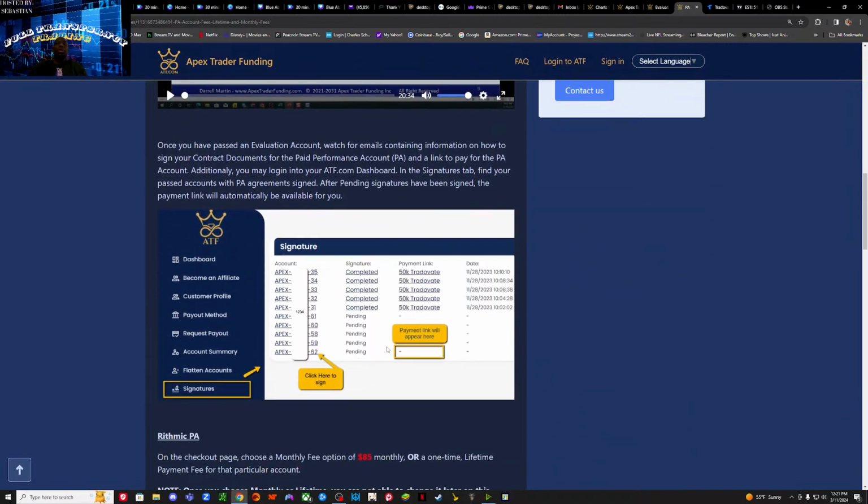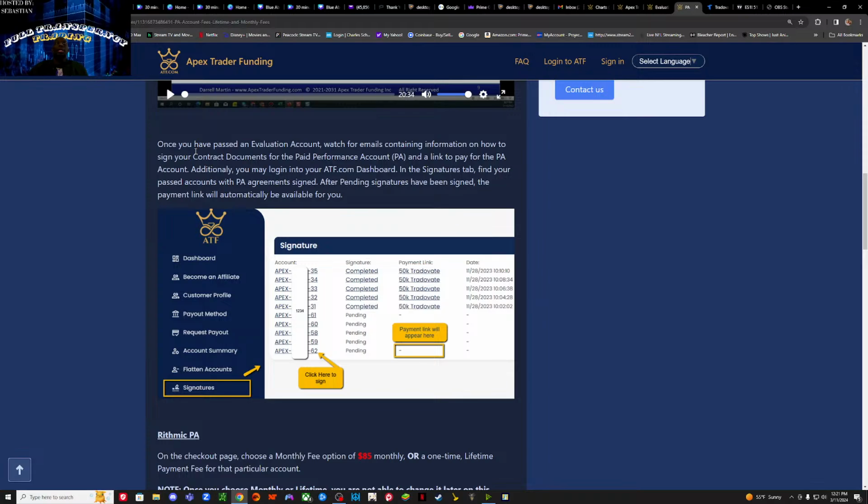You guys can do this on your own time. I just want to have some transparency and cover these fees with you really quickly. Once you pass your evaluation, watch for the emails and the information, sign your contract documents and paid performance account, or PA account, and then you'll link the PA account.